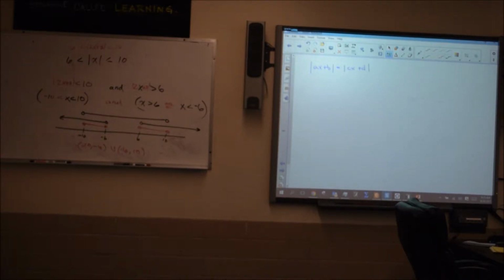We'll have something like that: ax plus b equals cx plus d, both of them in absolute value bars. So I'll just give you a specific example. Let's say I have 2x plus 1 equals the absolute value of 5x plus, I don't know, let's go 10. So graphically, those are two V's, right?